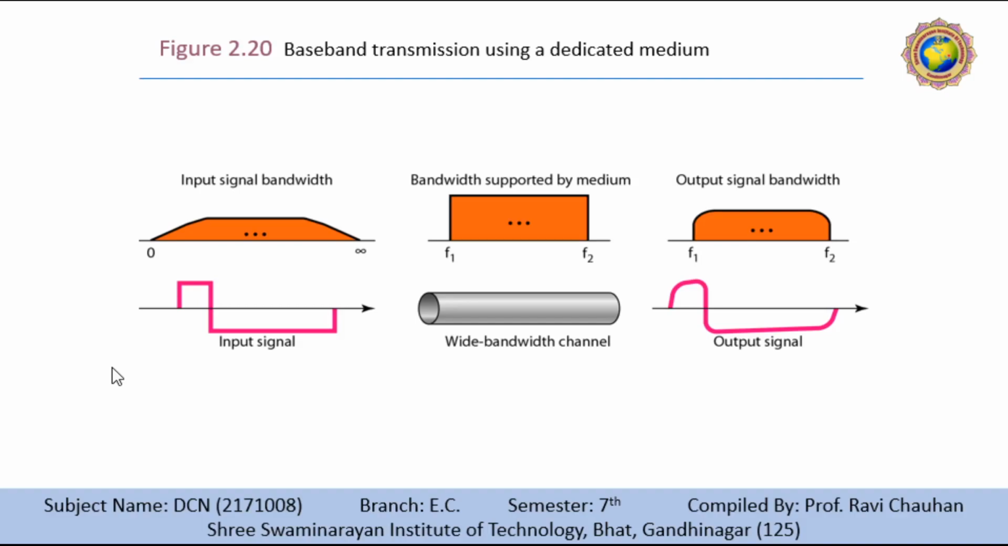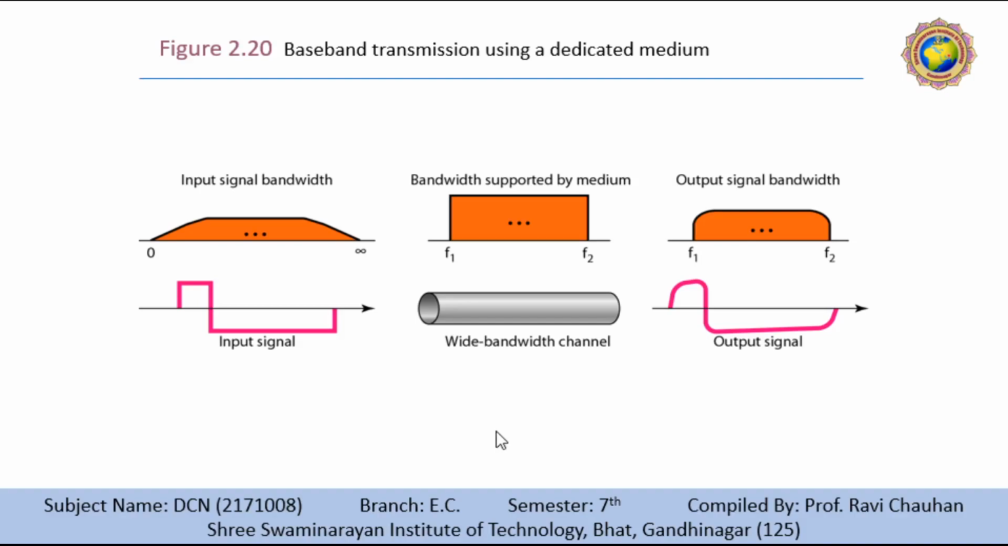Fortunately, the amplitudes of the frequencies at the border of the bandwidth are also so small that they can be ignored. This means that if we have a medium such as a coaxial cable or fiber cable with a very wide bandwidth, the two stations can communicate using the digital signal with very good accuracy, as shown in this figure.